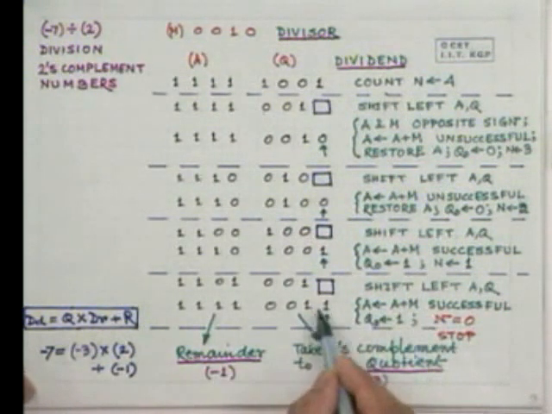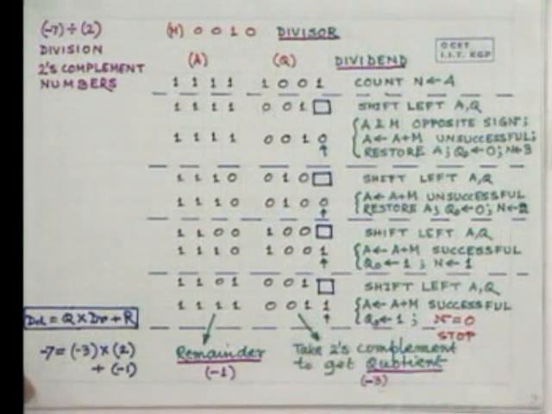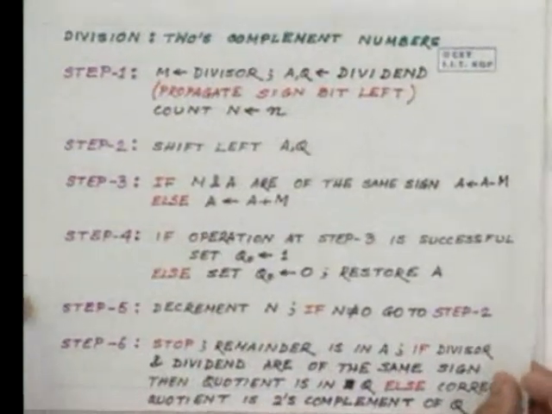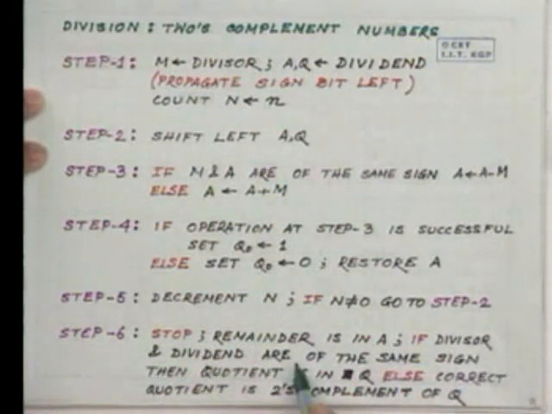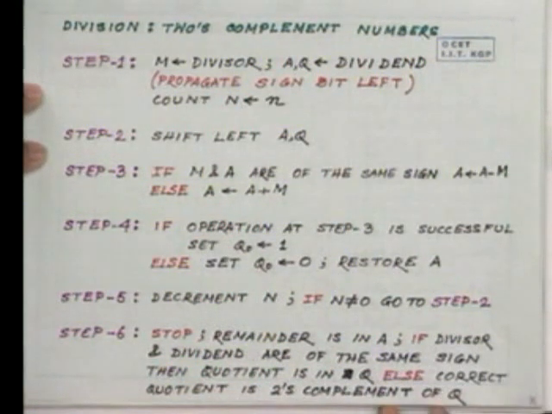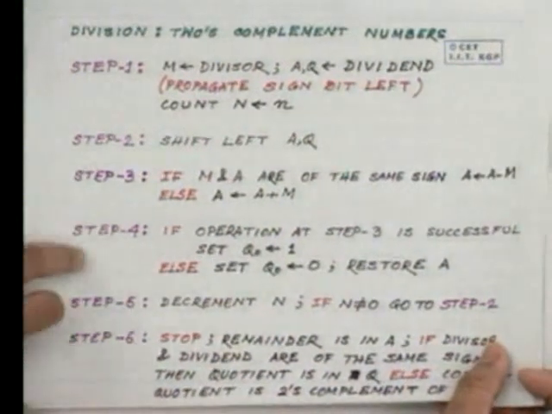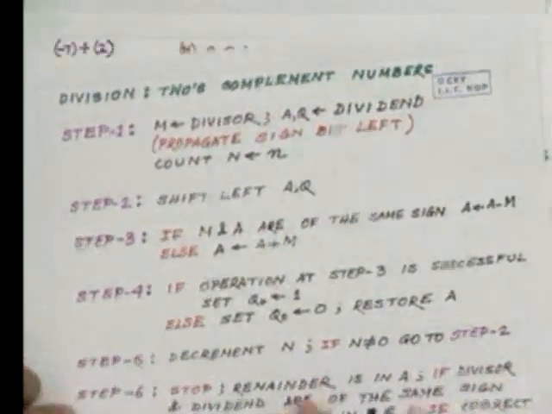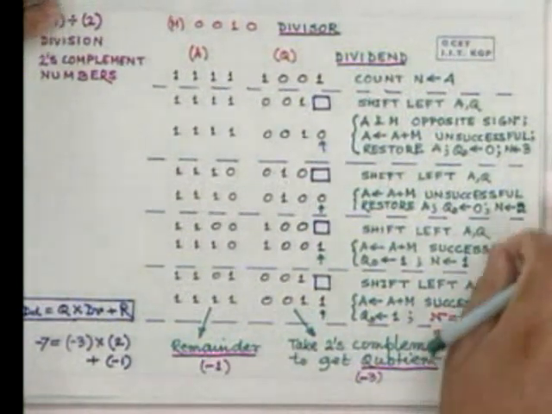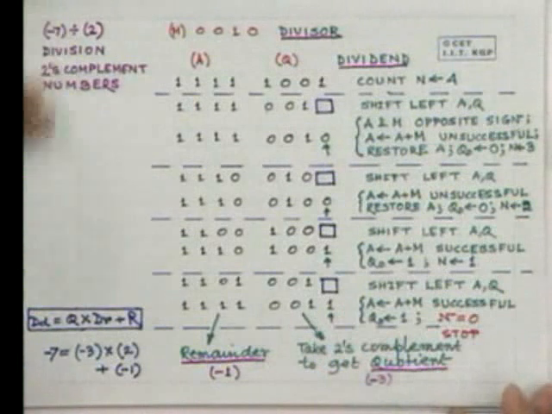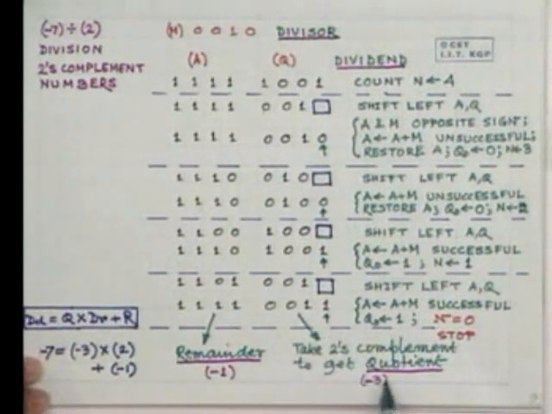Now, let's see the quotient. The quotient, as we said in step 6, like we said that the remainder will be in A. If the divisor and dividend are of the same sign, then the quotient is in Q, else the correct quotient is obtained by taking 2's complement of Q. Now, here A and M are of opposite sign, and therefore, to get the correct quotient, we'll have to take the 2's complement of this number, and if we get the 2's complement of this number, basically it is minus 3.